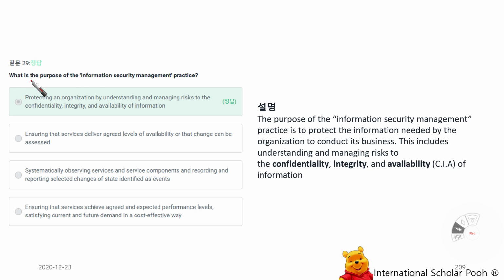What is the purpose of the information security management practice? Protecting an organization by understanding and managing risks to the confidentiality, integrity, and availability of information. The purpose of the information security management practice is to protect information needed by the organization to conduct its business. This includes understanding and managing risks to the confidentiality, integrity, and availability (CIA) of information.